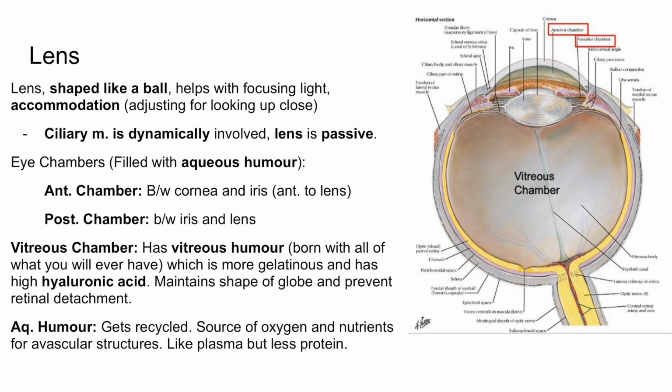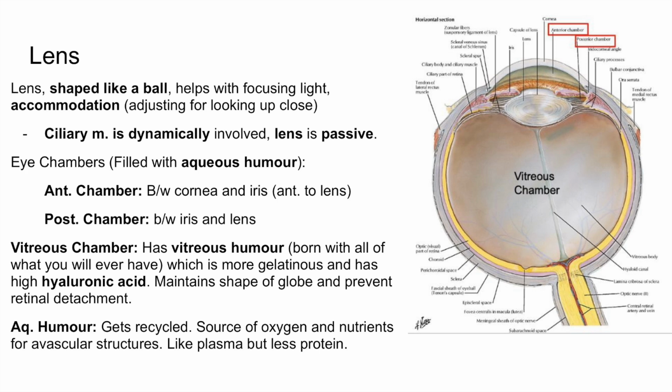All right, so this slide is tying together the lens and the internal compartments of the eye, and this is where physiology starts to matter a lot. So the lens is responsible for focusing light, and although it's described here as shaped like a ball, functionally it changes curvature to allow for accommodation. So this just means adjusting focus for near versus far vision. The key concept is that the lens itself is passive.